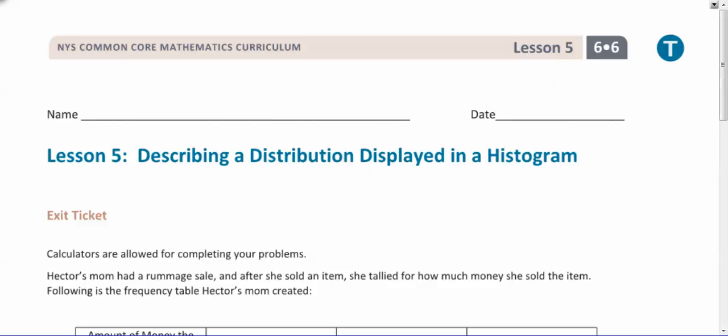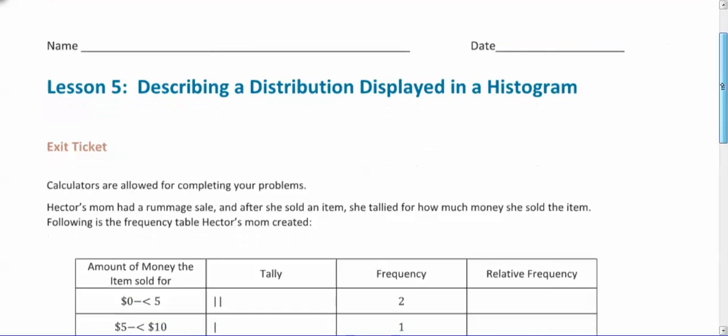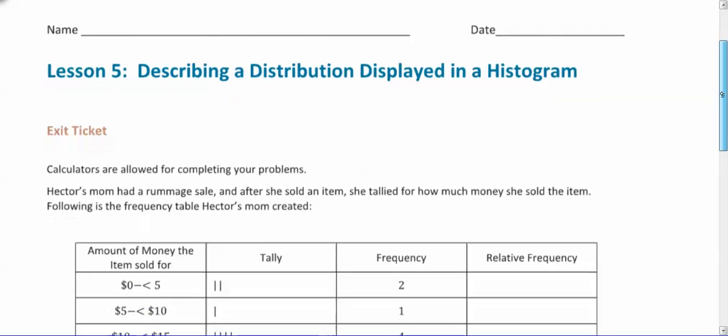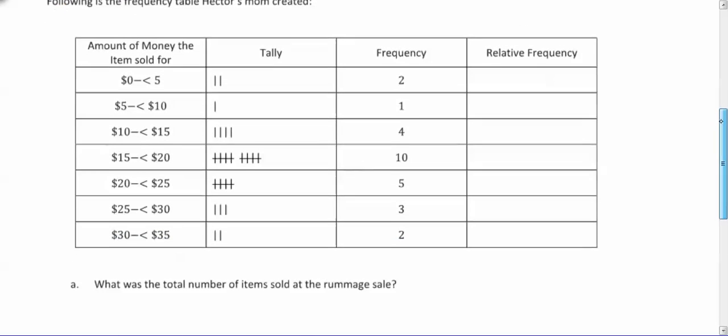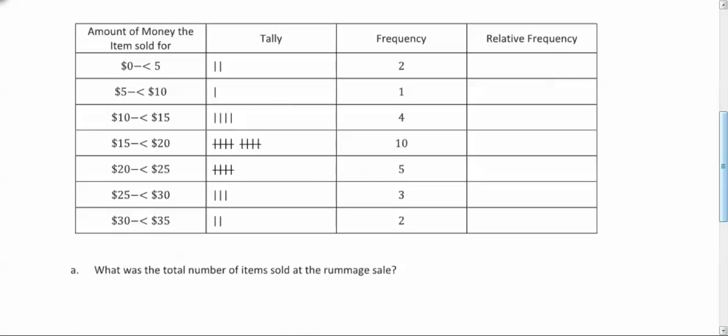All right, so back to the exit ticket and the rummage sale. We have the amount of money in the first column, so 0 to less than $5. There were 2 items that sold for that. The frequency is 2. Now we have to find the relative frequency. Same for all of these intervals, they have a 5.